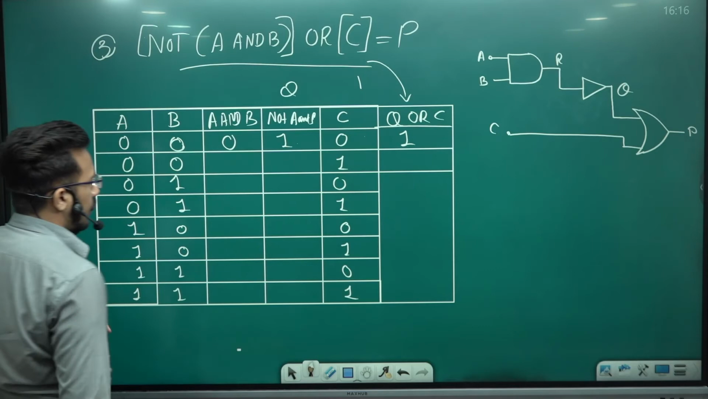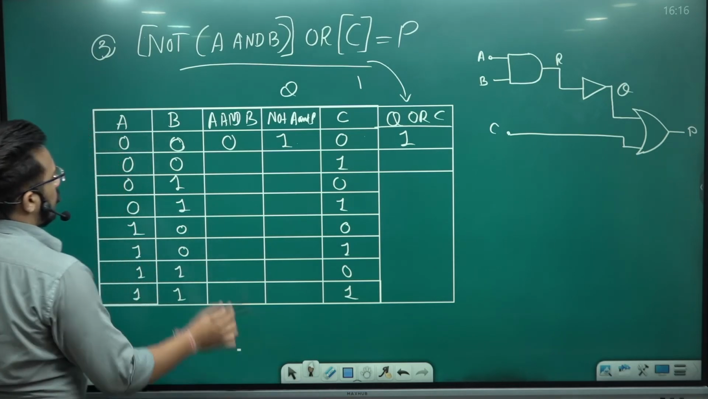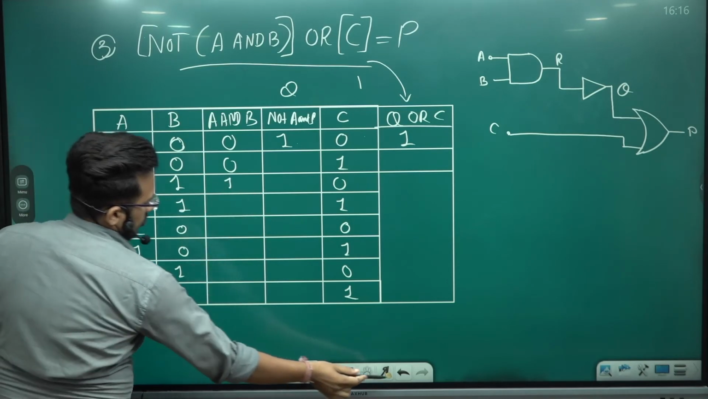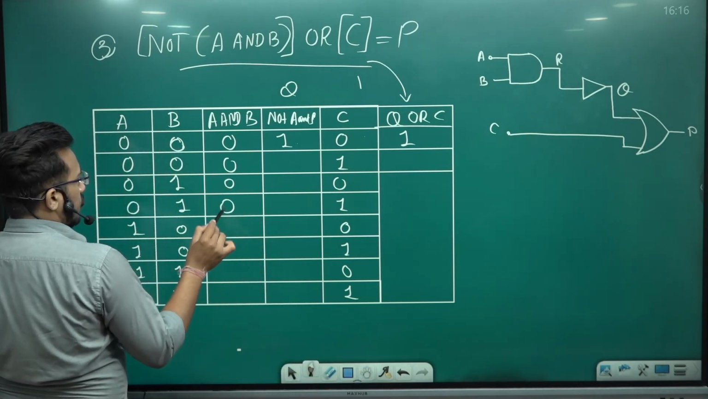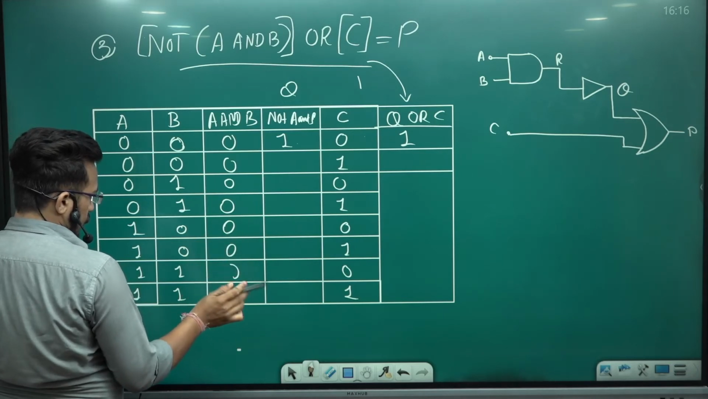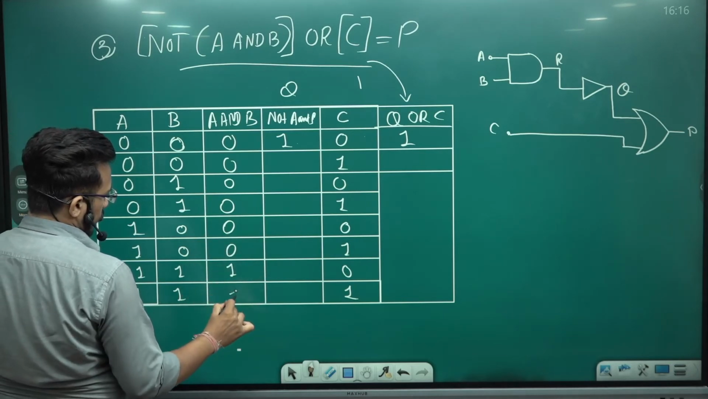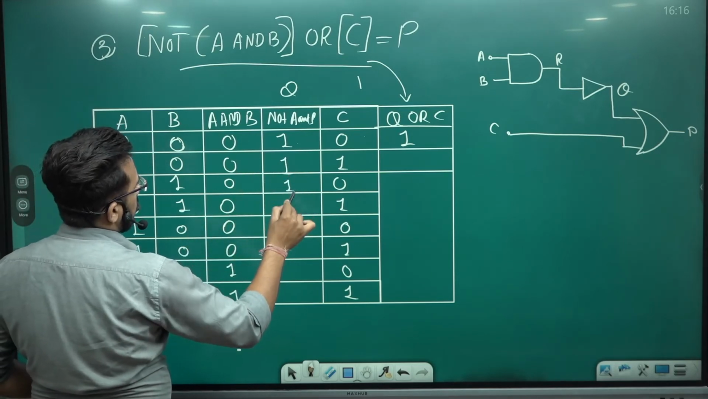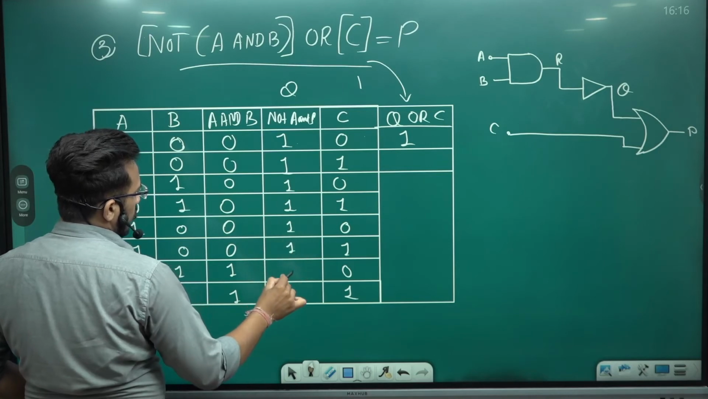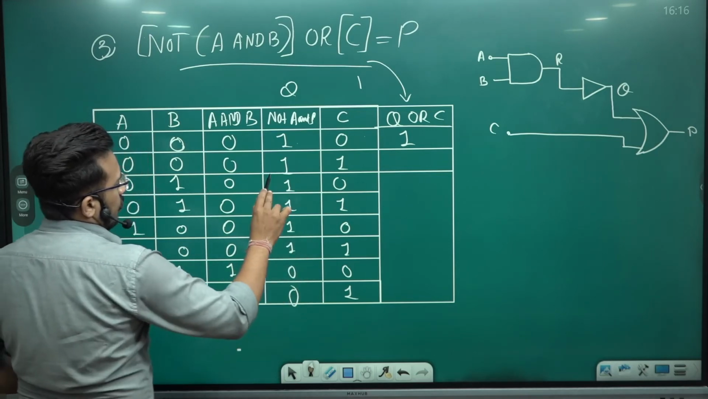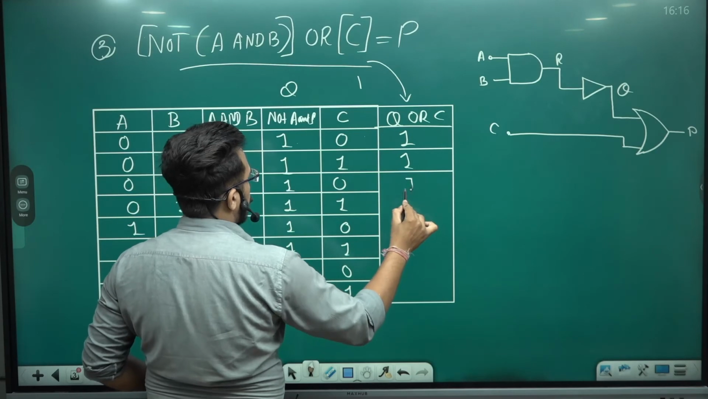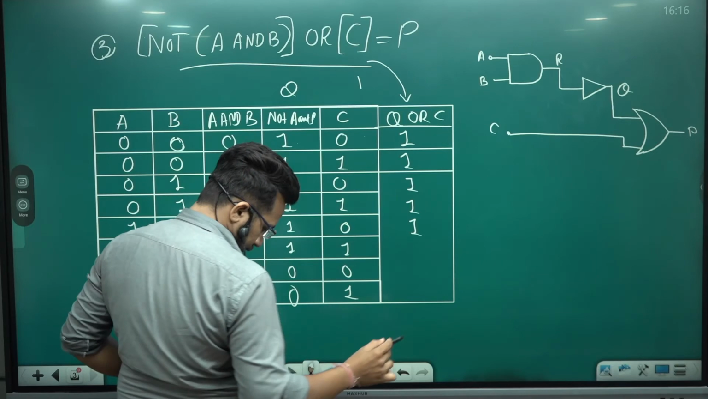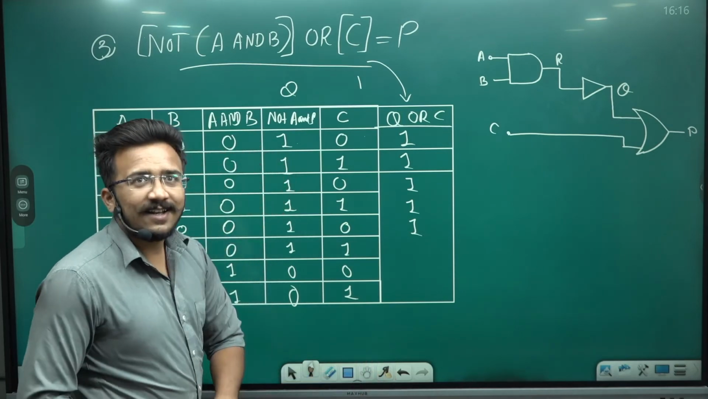Okay, and as per that, 0 0 will be 0, 0 1 will be again 1. Here also 0, here also 0, 0 0. Oh, here we have 1 1. Now not 80, so this becomes 1, this becomes 1, this becomes 1.